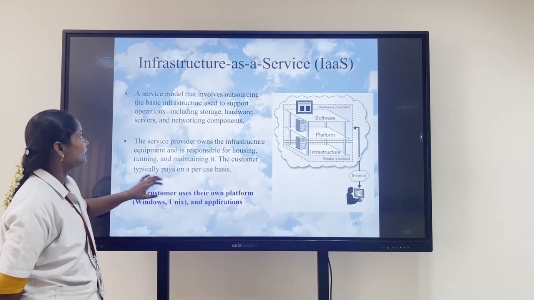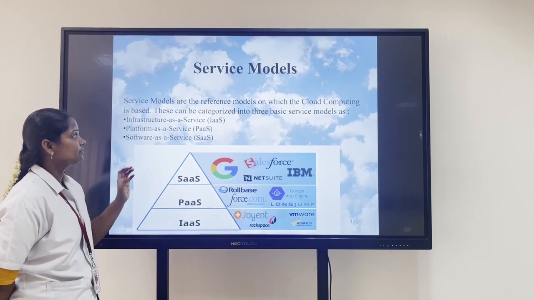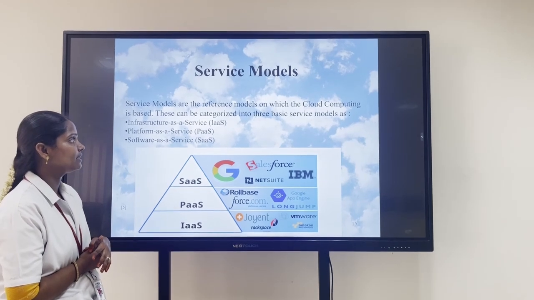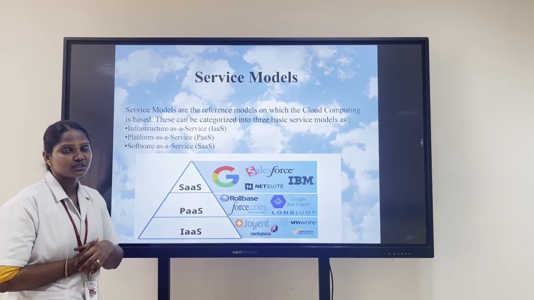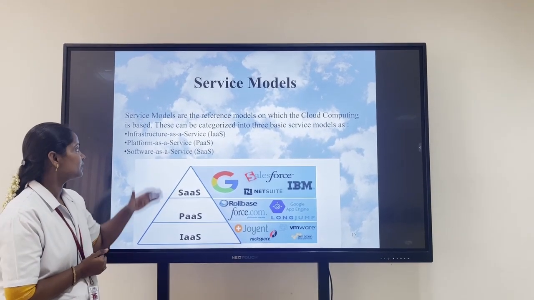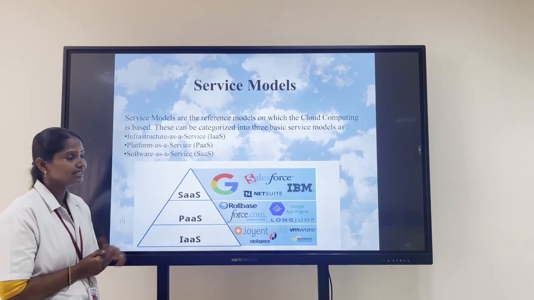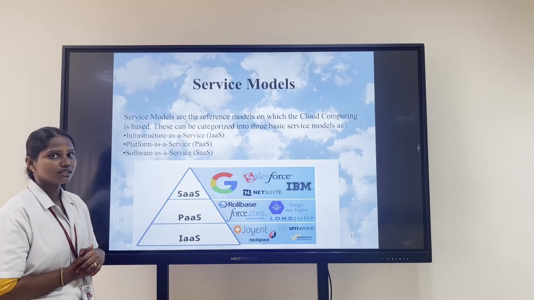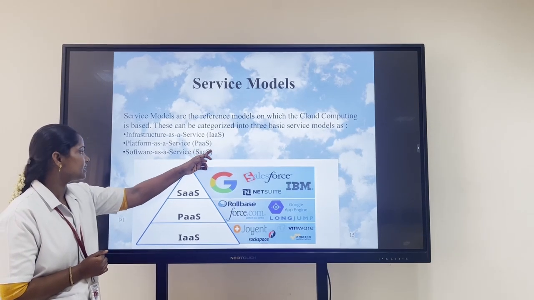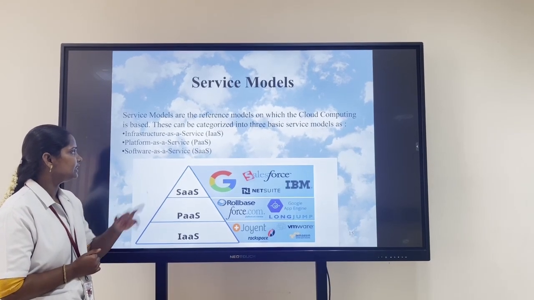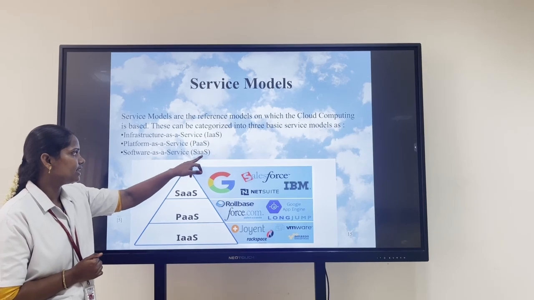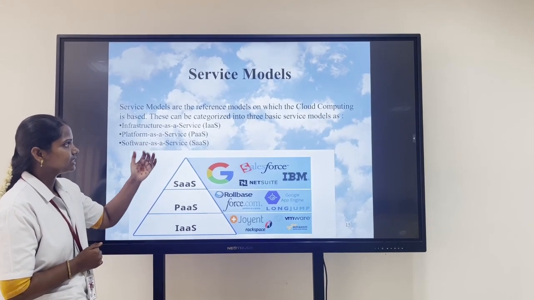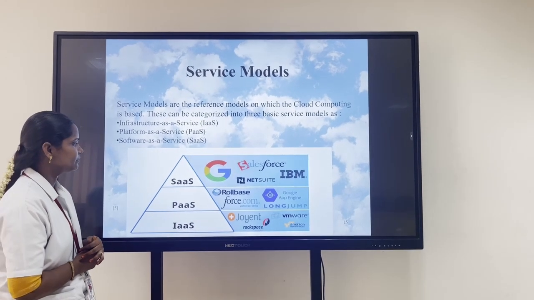So next, this is a very important topic: the service models in cloud platforms. There are three types of service models in the cloud platforms. The first one is Infrastructure as a Service, denoted as IaaS. The second one is Platform as a Service, denoted as PaaS. And then Software as a Service, also denoted as SaaS. So these are the three types of service models. They come under the cloud computing basic service models.